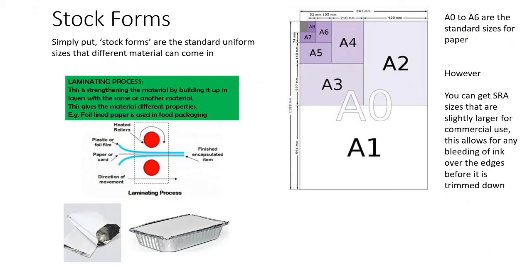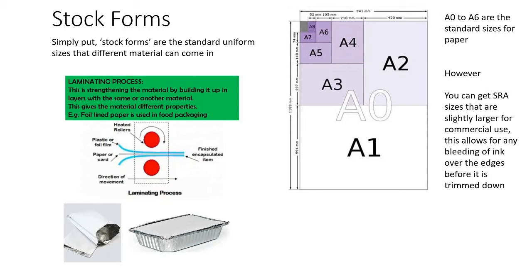So stock forms, simply put, are essentially the standard uniform sizes that materials can come in. There's a reason why you can't just go into a shop and say, oh, I need a piece of paper that is 216 centimeters by 11 centimeters wide, because people will look at you like you're insane. The whole reason why you have stock forms and uniform sizes is that it just makes it a lot easier to manage materials. You know how to order everything.